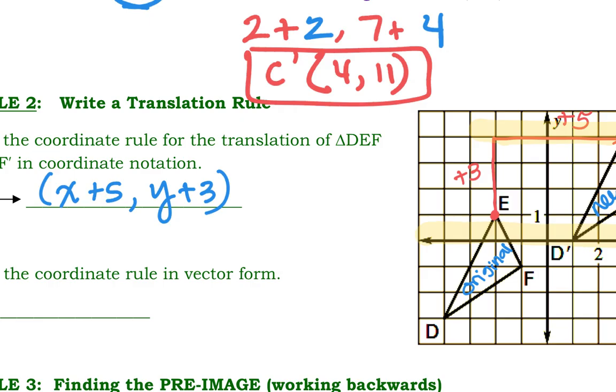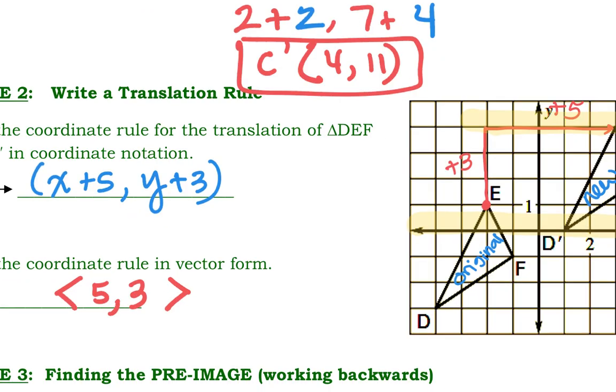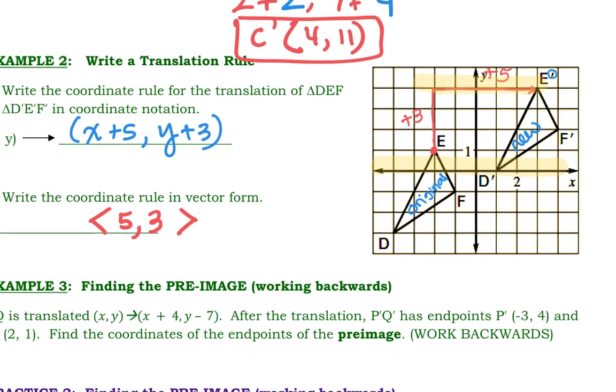All right, if I write this same rule in vector form, all you do is take away the X and the Y. So you write these brackets that look not really like brackets, but like sideways V's. And you write just the number. It's a +5, comma, a +3. Right, +5, +3.